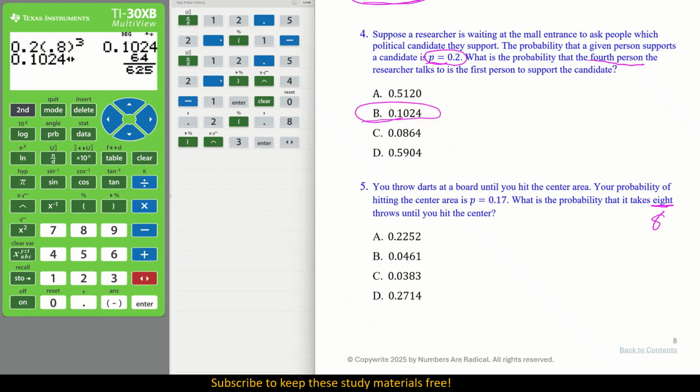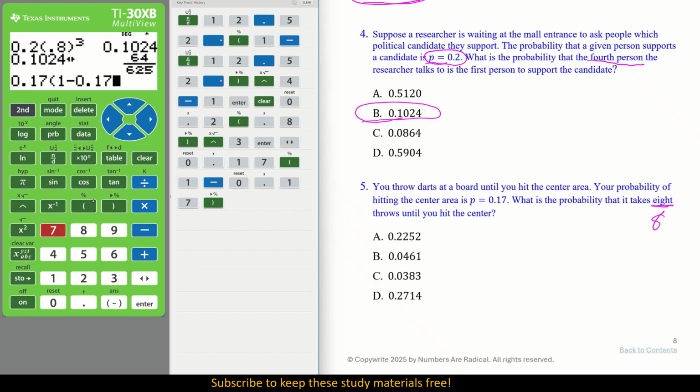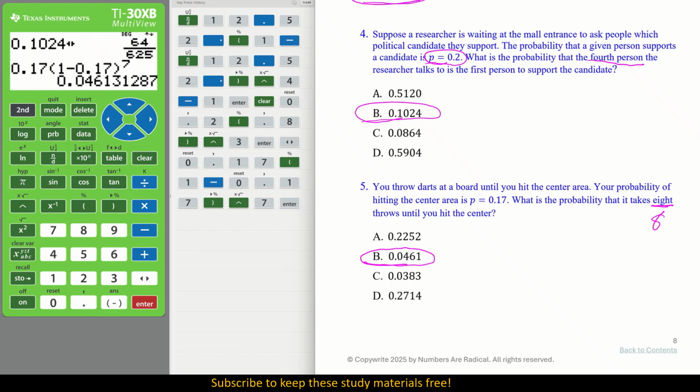Okay, so let's set this up. We have 0.17 and parentheses. I'm going to go ahead and subtract 1 minus 0.17 just because I need accuracy. 8 minus 1 is 7, so caret up 7. Push enter, and we do have something to round, and that would be option B. Okay, this is the last question in this video.